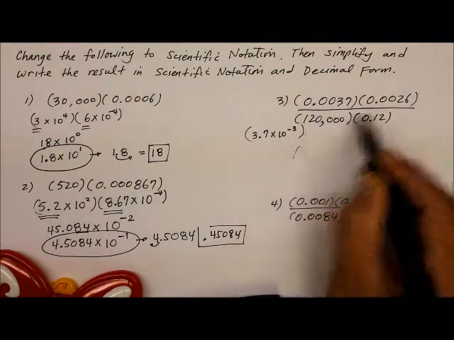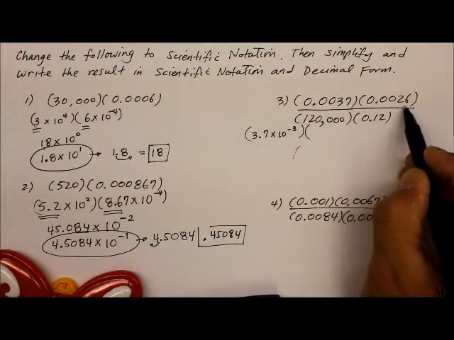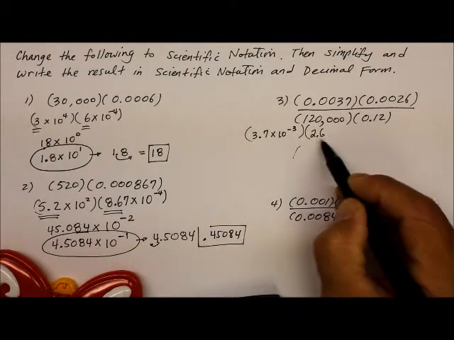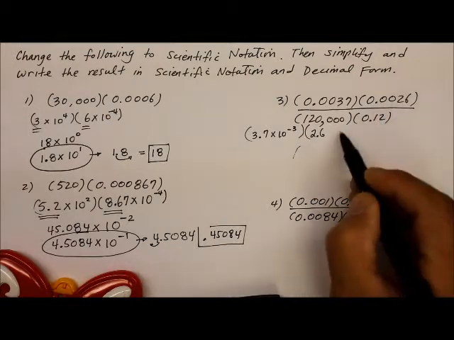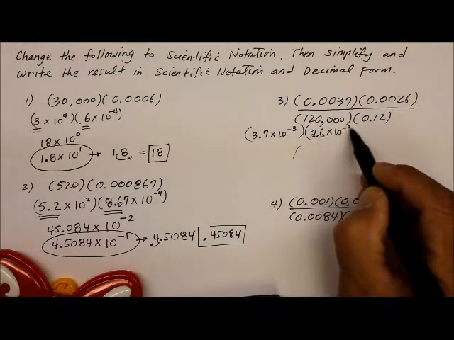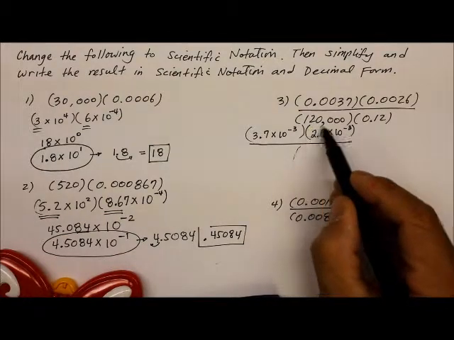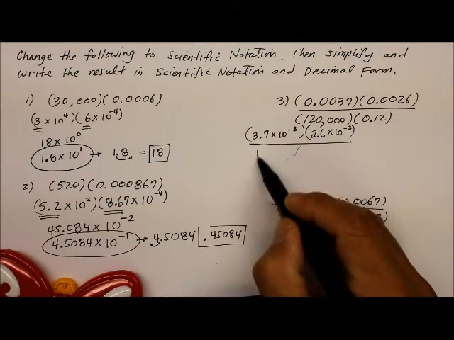That times the second one. Now, 0.0026, the decimal has to come over here between the 2 and the 6. So 2.6. But to take that 2.6 back to original, 1, 2, 3 to the left again. So 10 to the negative 3. All over. Now that's a big number, 120,000. But there's an invisible decimal they don't show here. It has to come over here between 1 and 2. So 1.2.